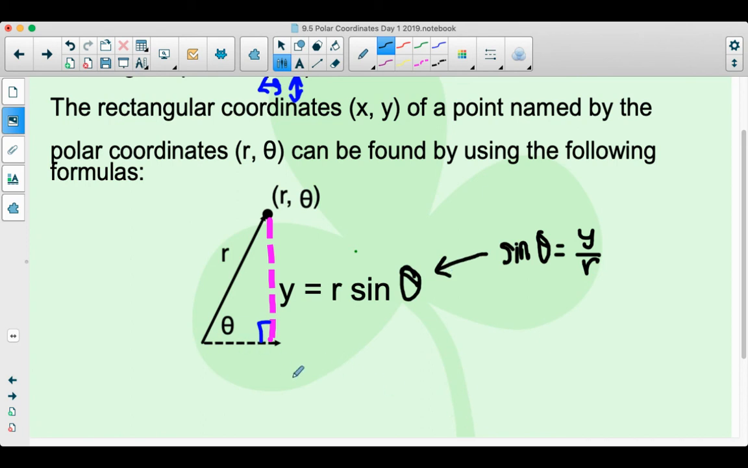Likewise, if I want to find the adjacent side, I'm going to be setting up the cosine ratio. So the cosine of our angle theta is the ratio of x over r, the adjacent side over the hypotenuse, which is our r value, which is the radius. Multiplying both sides, that gives us x equals r times the cosine of theta. And this is how we're going to be able to convert from polar to rectangular and rectangular to polar using these two equations.